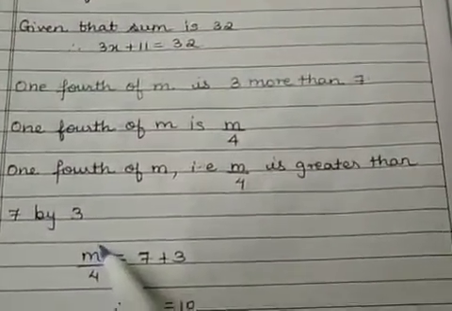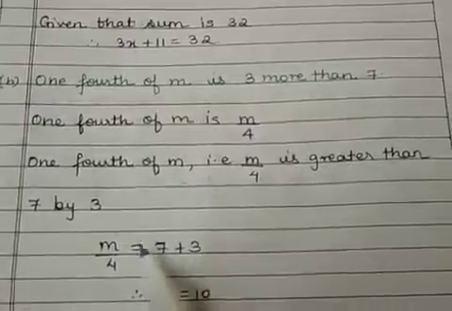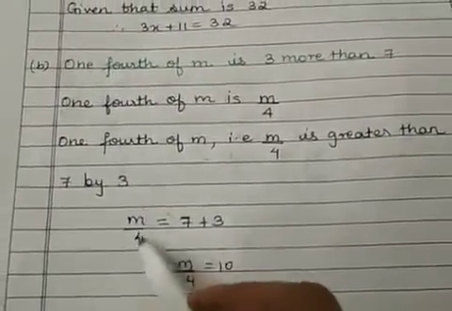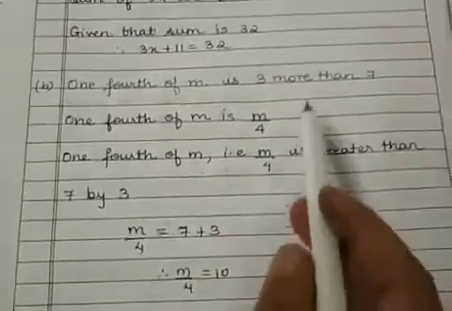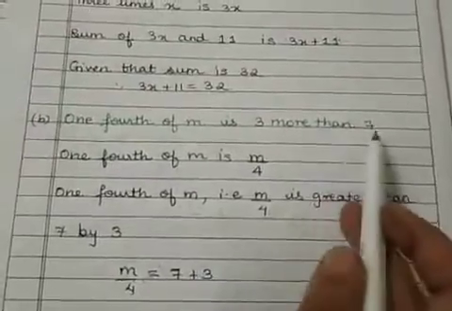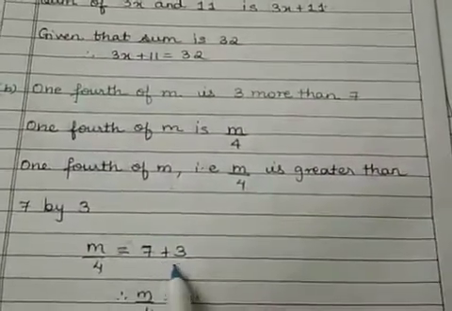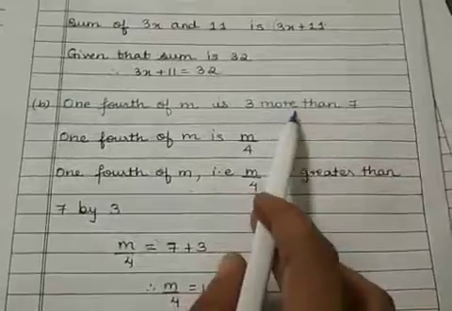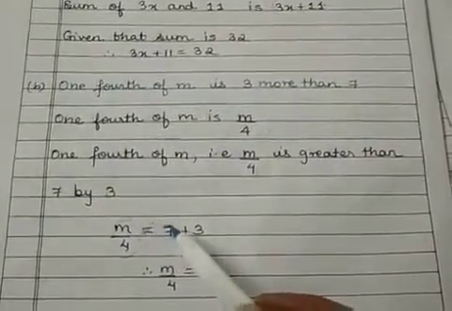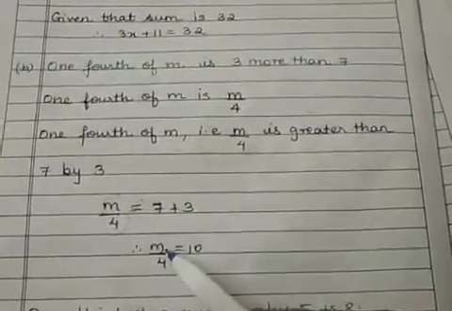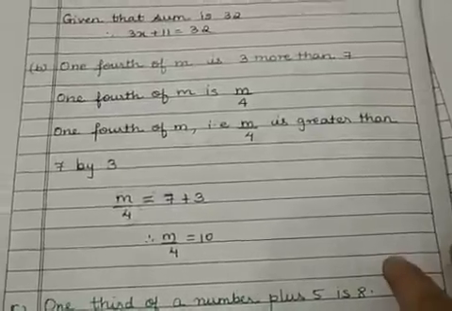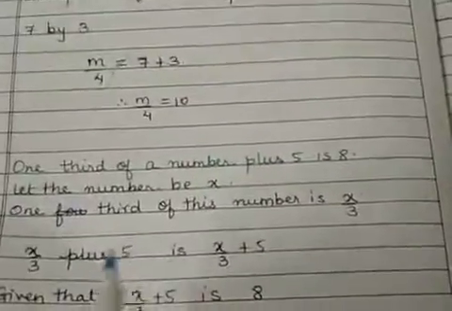So "1/4 of m is" means is equal to m upon 4, and "3 more than 7" means 7 plus 3. If it was 3 less than 7, then it would be 7 minus 3. So here it is 3 more than 7. So 1/4 of m is 3 more than 7. That is m upon 4 is 10. This is another equation.